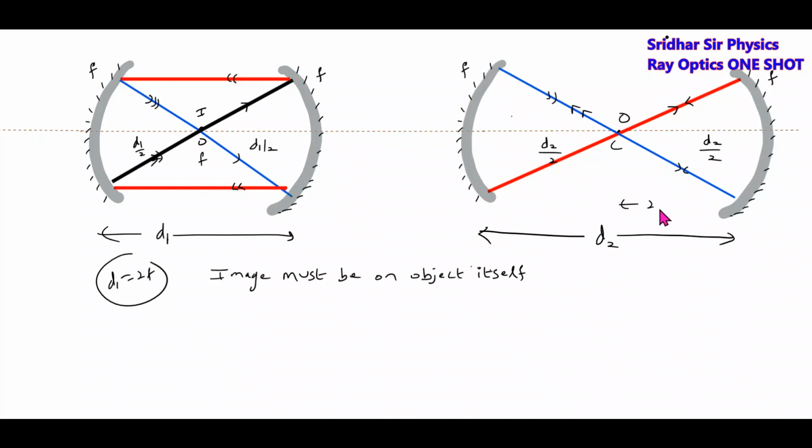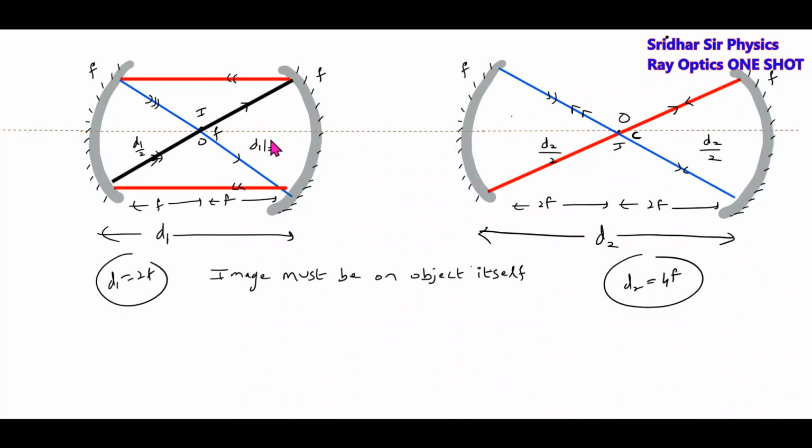Then what will this distance be? 2f and 2f. So d2 equals 4f. Then the image will be formed at the object itself. And these are small problems you can expect.